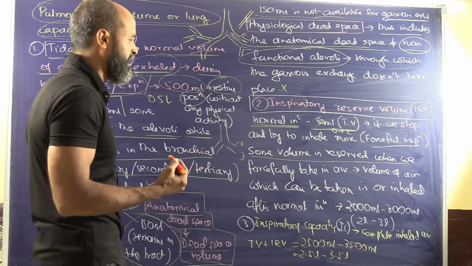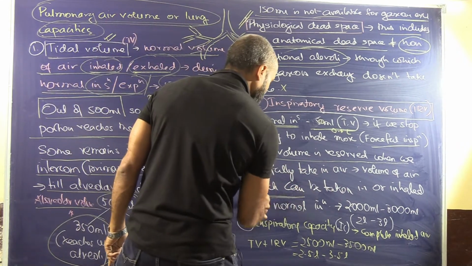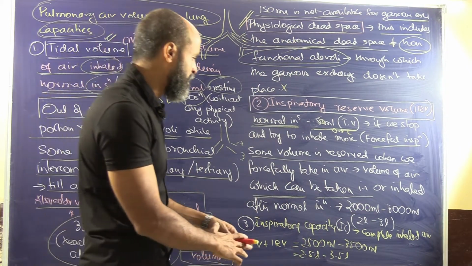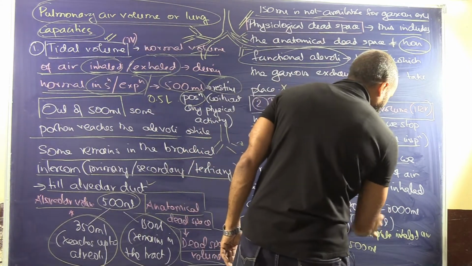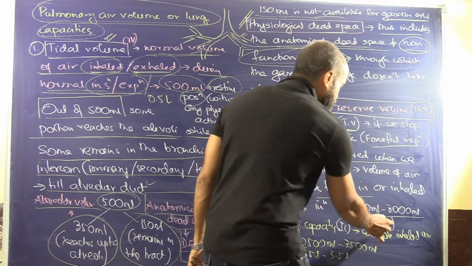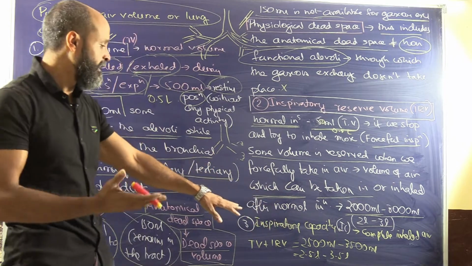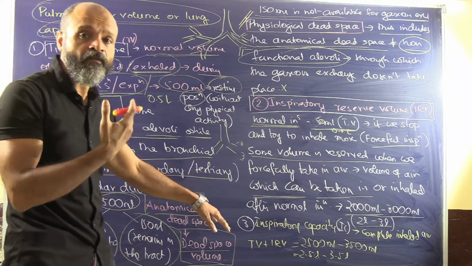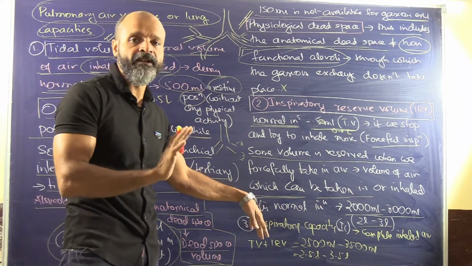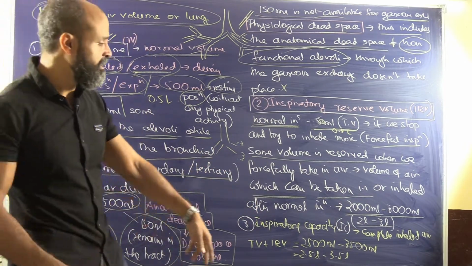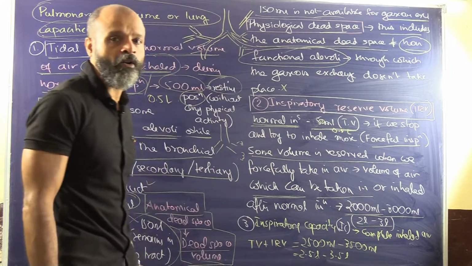The volume of air which can be inhaled after normal inspiration is approximately 2000 to 3000 milliliters, that is 2 liters to 3 liters. This is the volume of air that we can take in after our tidal volume of 500 milliliters. So the lungs have the capacity to adjust more of this volume of air.